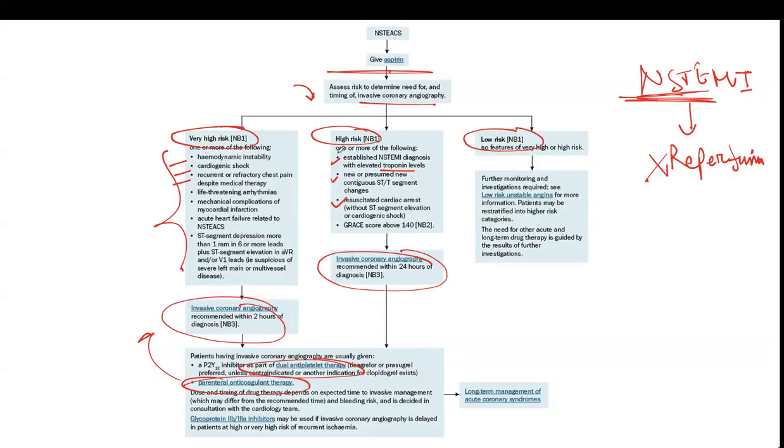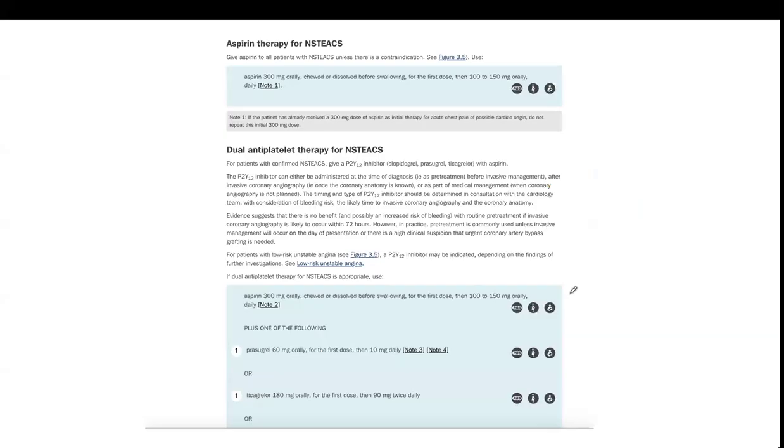And for low risk, who doesn't have any of this, they can have an angiogram sometimes even as outpatient. But most of these patients will get an angiogram within a few days. So basically, you need to know that for non-ST elevated MI, the treatment starts with aspirin.